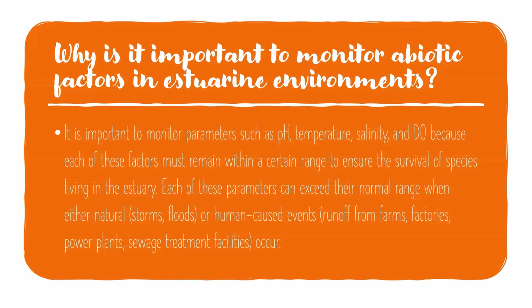So there are different events that might happen, whether these events are normal or human-caused. Normal would be like a storm or a flood or a drought. I know with drought comes extensive sunlight and the temperature might rise. And of course, human-caused events such as runoffs from farms, factories, power plants, and sewage treatment facilities. All of these activities can affect these parameters. They might cause the pH to rise or fall. They might cause the temperature to rise or fall. They might cause an increase or a decrease in the salinity level. And they can affect the dissolved oxygen levels.